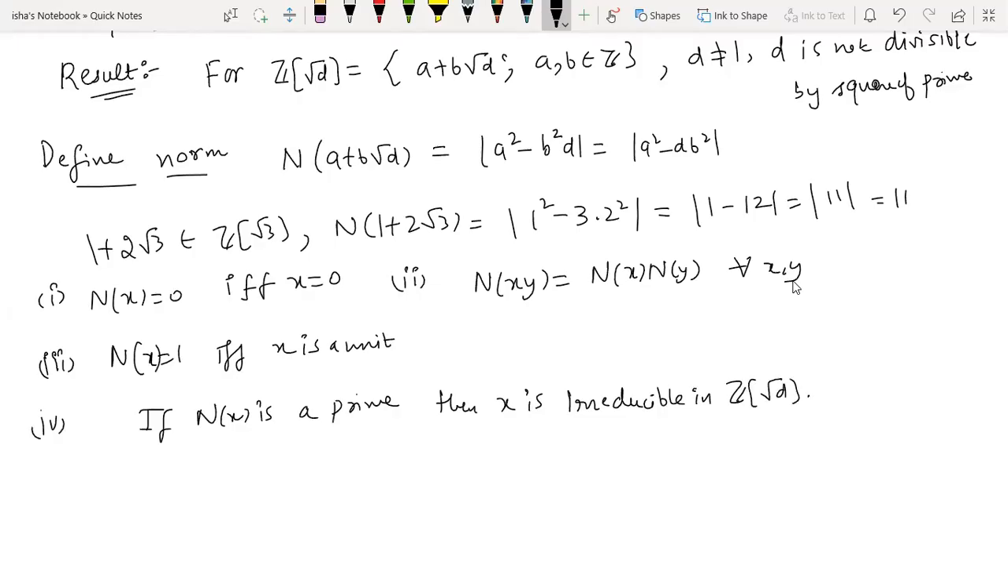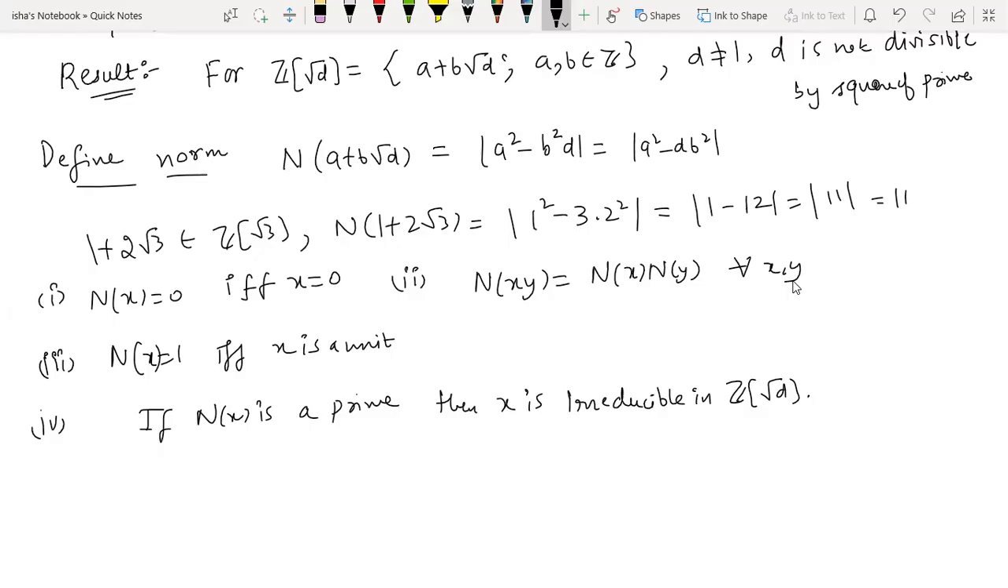This norm is, by the way, a different function in linear algebra. You will study the concept of norm in linear spaces and vector spaces, where norm is defined to measure the magnitude or the distance of a point in space from the origin. How far you are from the origin. So it has a different geometrical significance, but here we are just going to use it to check the irreducibility and the prime thing.